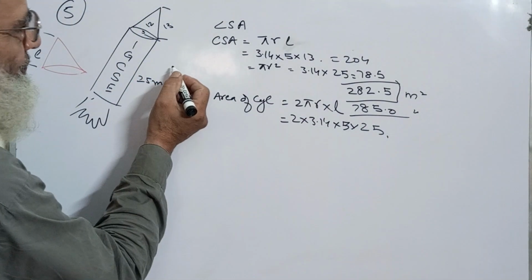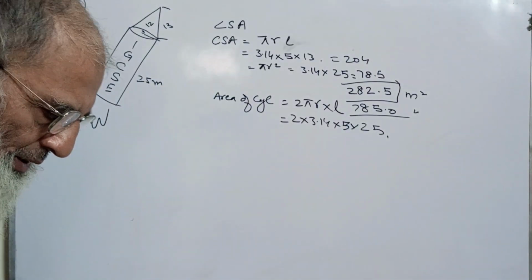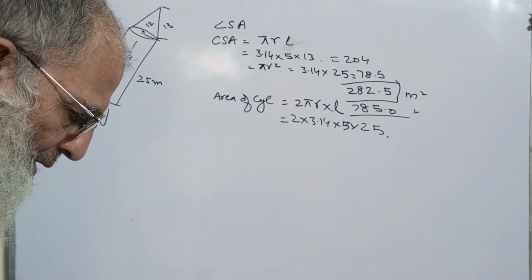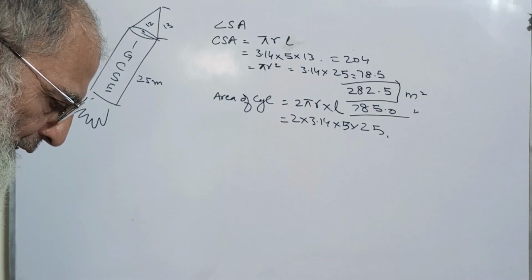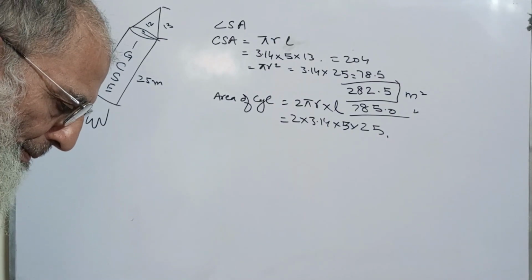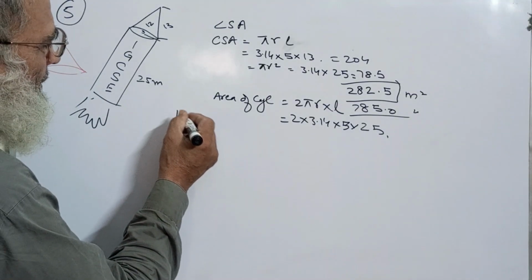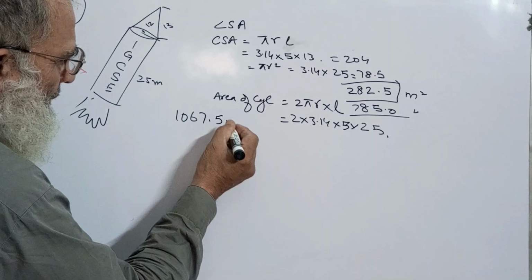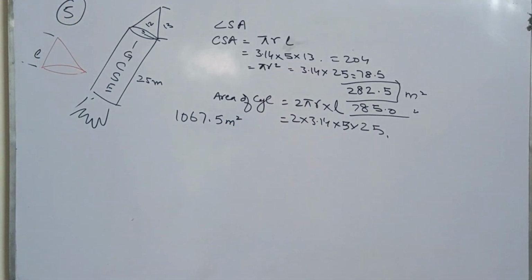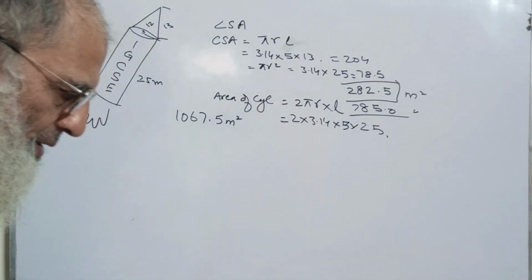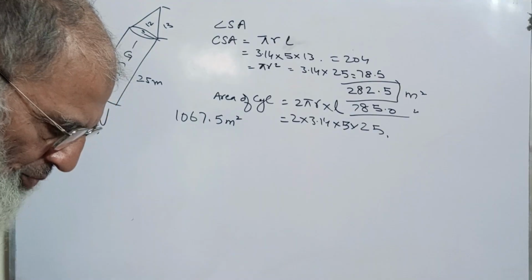Now just add them: 785 plus 282.5 will become 1067.5 meter square. So this is your answer. Now what about finding the volume of the rocket?